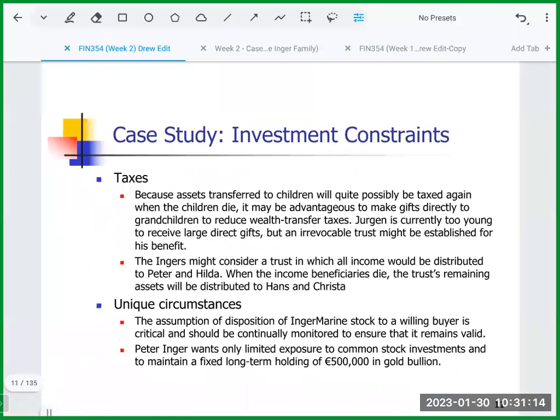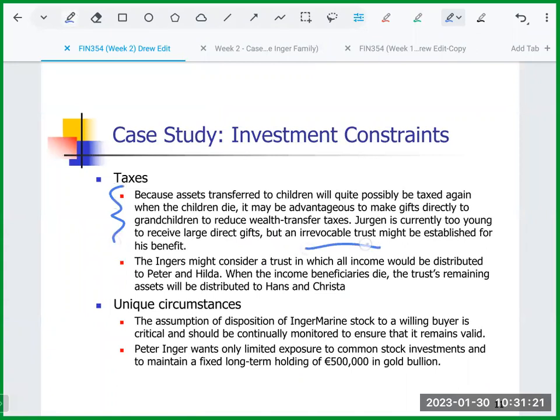Now, there are more details on tax. They want to transfer this. Oh, they did mention trust. So yes, they establish a trust, and they might also consider establishing a trust for themselves, so that when the beneficiary dies, the trust will remain and distribute assets to Hans and Krista. So doing a trust structure might reduce the tax implications as well, right?